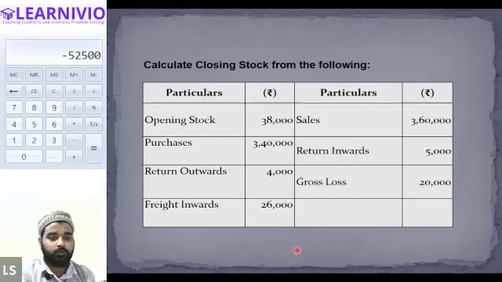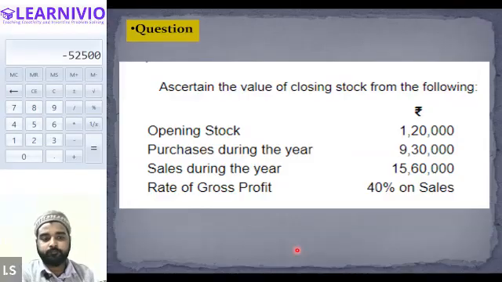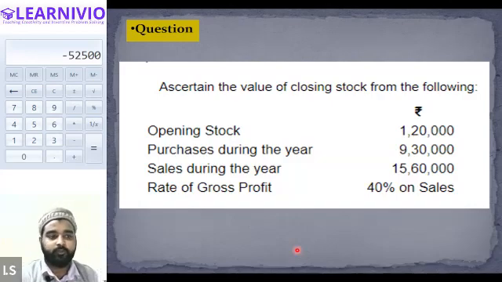All right, let's do this question now, and I'll be giving you a few more homeworks. This is going to be our last question in today's session. Ascertain the value of the closing stock from the following. We have opening stock, then purchases, sales during the year, and the rate of gross profit on sales. Please calculate.